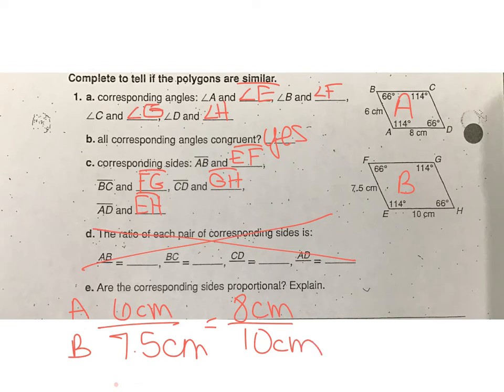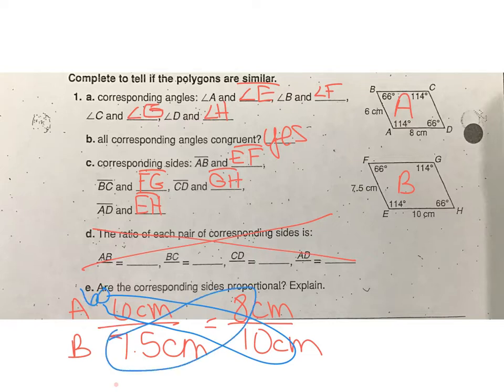So again, you can do the butterfly method. Multiply 10 times 6, which is 60. 7.5 times 8, which is also 60. So yes, these are proportional. Because all the angles were congruent, and the side lengths are proportional, these two figures are similar.